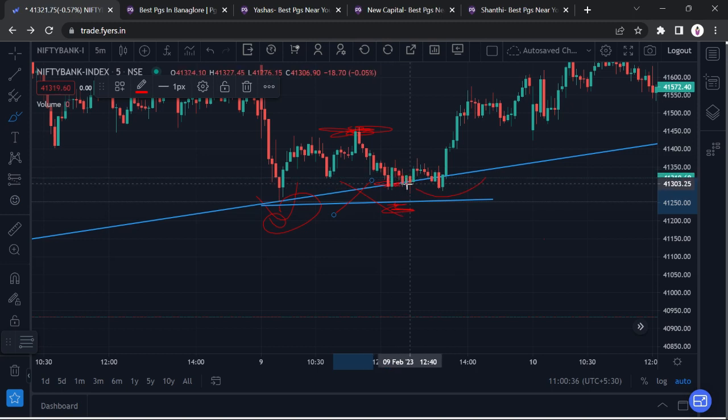Again it came and broke the trend line here. This time you have to place your stop loss here and you have to look for this target.